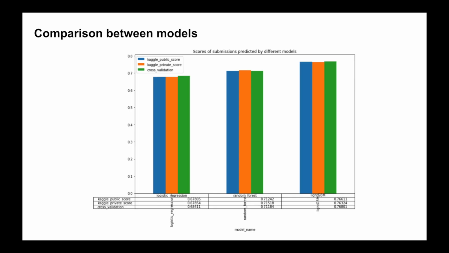At last, we will make a comparison between these three models. After submitting the prediction results to Kaggle kernels, we will be able to get a public score and a private score. We put them into a bar chart and we can discover that the lightGBM performs a little better based on the same input data.